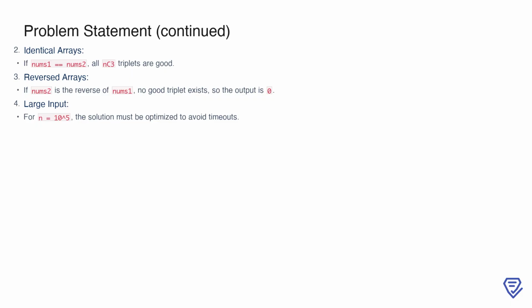If the input arrays are very small, such as when n equals 1, there are no triplets to consider, so the result is 0. If the two arrays are identical, meaning nums1 is exactly the same as nums2, then every combination of indices forms a good triplet, and the total count would be the number of ways to choose 3 indices from n, which is given by nC3. On the other hand, if nums2 is the reverse of nums1, no triplet can satisfy the condition, so the output would be 0. For large inputs, such as when n equals 100,000, our solution must be highly optimized to avoid excessive computation time. An efficient algorithm is critical to handle these scenarios within the given constraints.